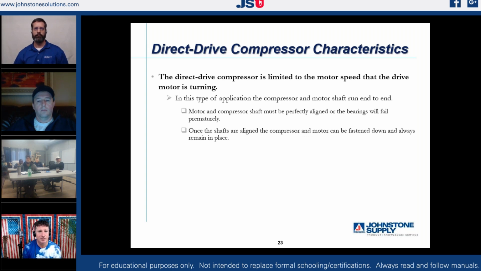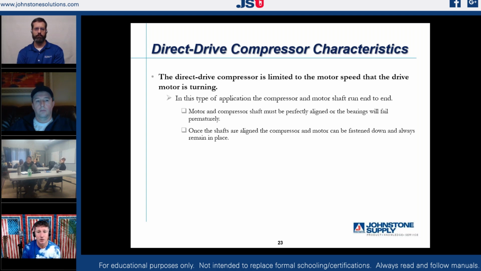If we look at characteristics of direct drive compressors, the direct drive compressor is limited to the motor speed. In this type of application, the compressor and the motor shaft run end to end. So the motor and the compressor shaft must be perfectly aligned or the bearings will fail prematurely. Because remember, that motor's running 1,725 revolutions per minute. If my coupling between the two of those is not centered perfectly, I'm going to have a problem.